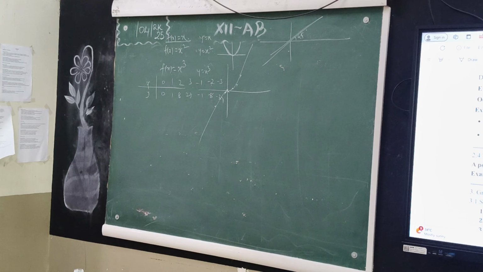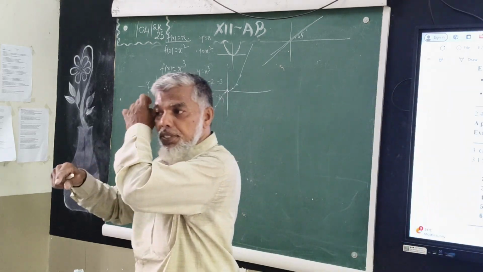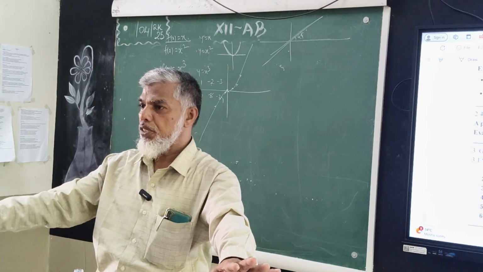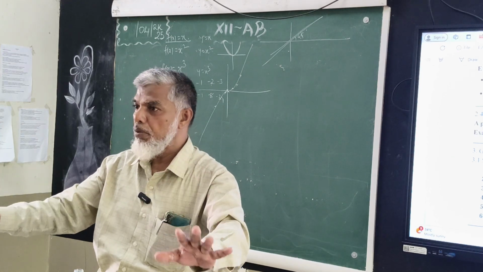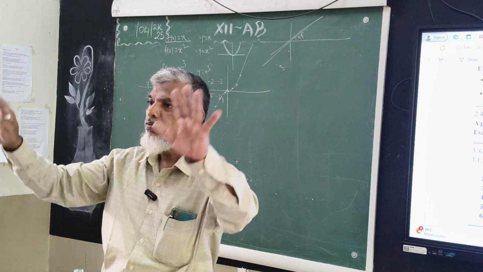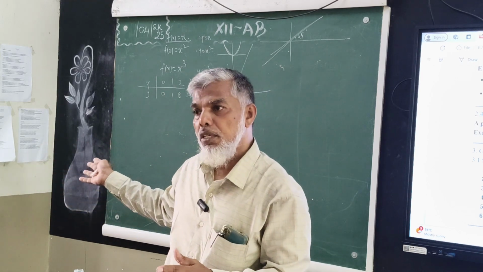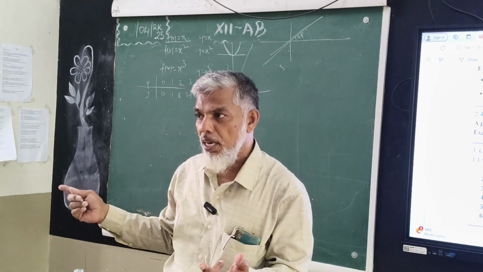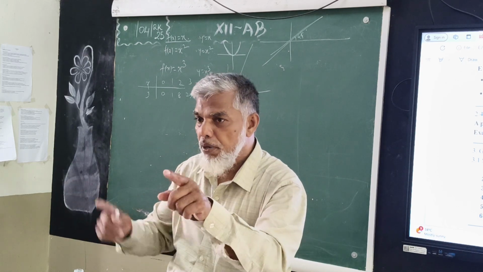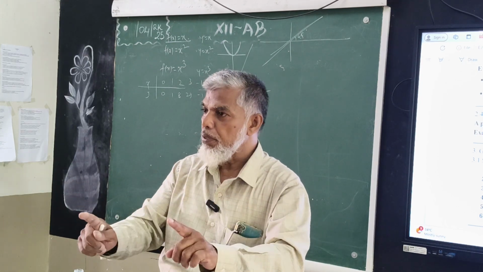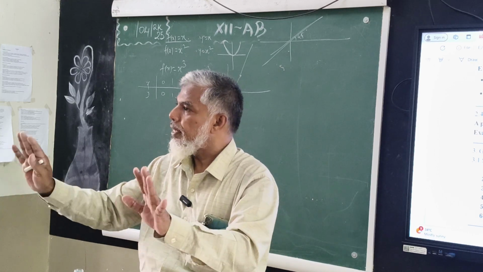Now the turning point. How to find the turning points? Find dy by dx, and put dy by dx equal to 0, and we will get the turning points. I think I have found the turning points of both a line and a parabola. So how to find the turning points? Find dy by dx equal to 0, you will get a turning point.